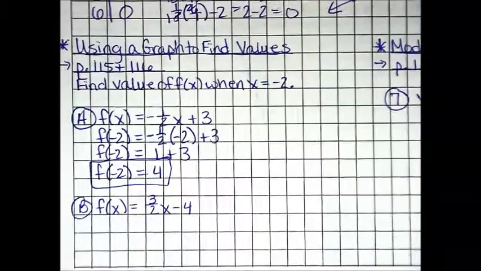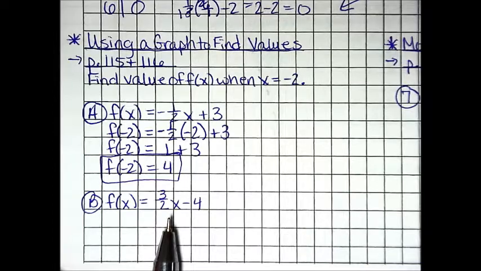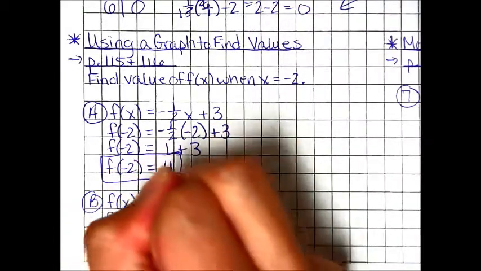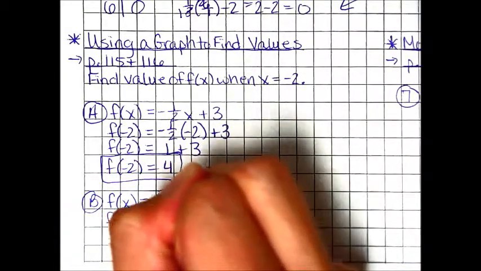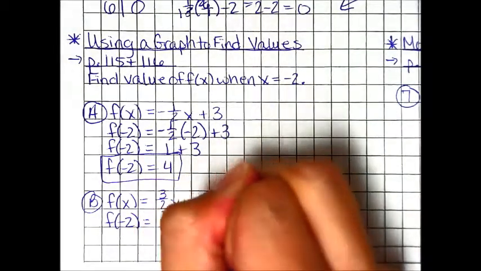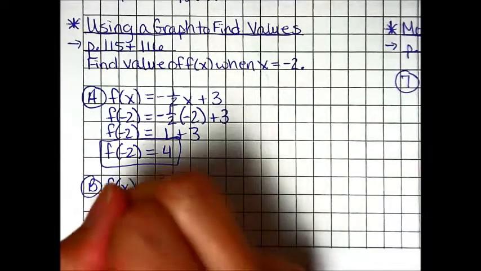And we did that just fine without a graphing calculator. Let's do it one more time. If we graphed this, that would be cool, but we can find the value when x equals -2 without needing to graph it. All we have to do is plug in a -2. So 3 over 2 times -2, I'm going to put -2 over 1, minus 4, because this is that same idea with our last table that had fractions in it.